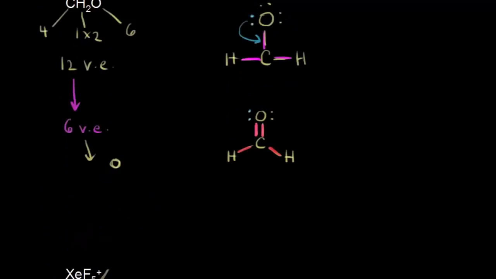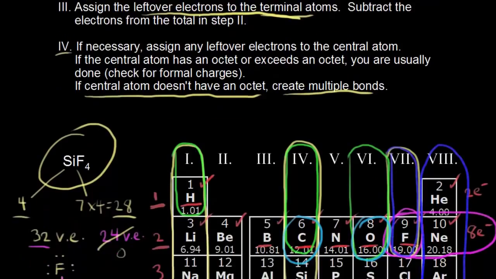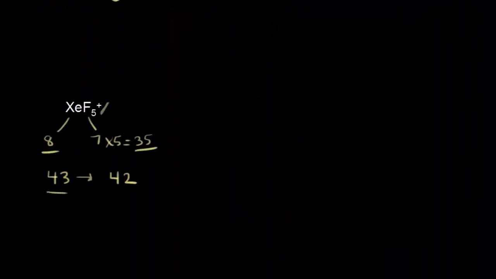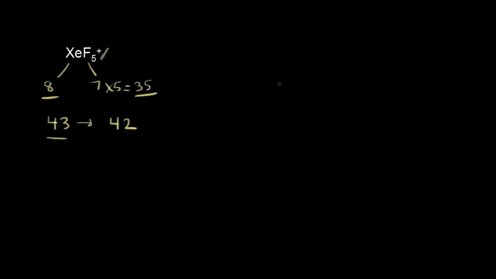Let's go back up to our guidelines, and I'll show you where I have that written down right up here. So find the total number of valence electrons, and then in this case we had a positive charge in our ion, so we subtracted an electron. And then again, step 2, find the central atom, least electronegative. We know that fluorine is the most electronegative, so that means we're going to put xenon in the center. So we'll get some room right down here, and put xenon in the center like that, bonded to 5 fluorine, so we can put in these bonds around here like that.